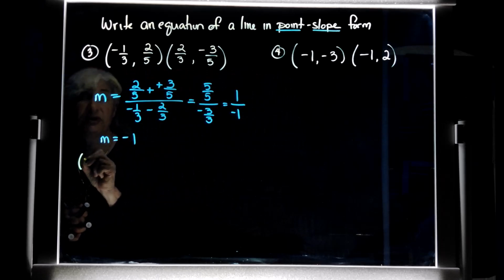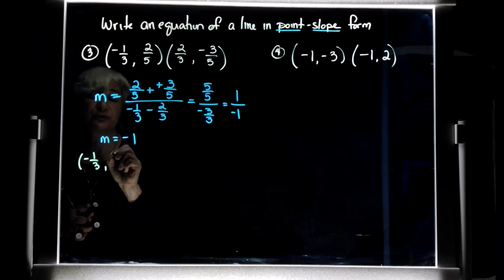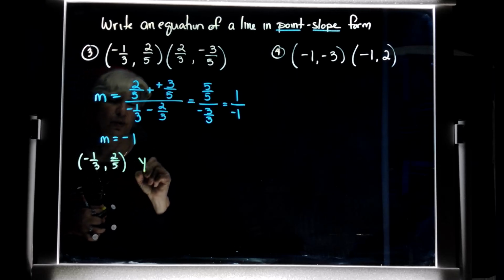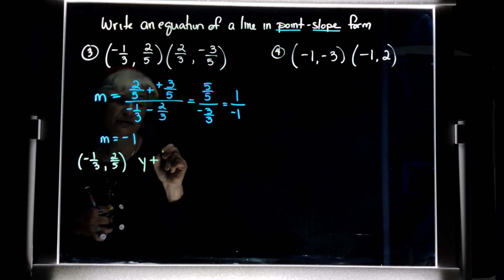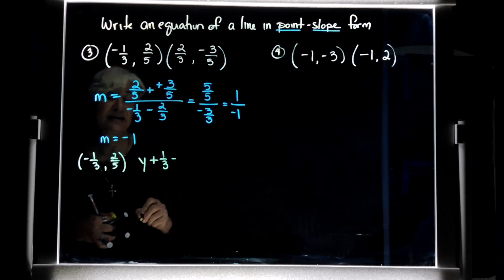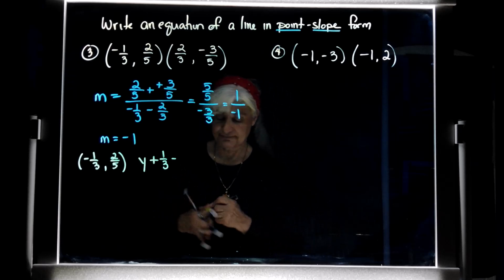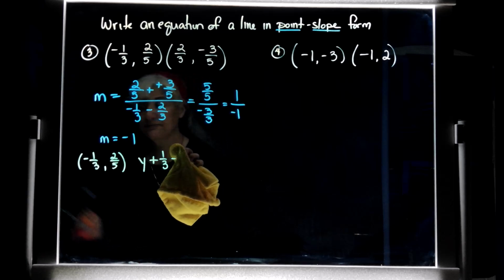Okay, tell me what your point slope looked like. So if we use the point, for those of you, I should say, who use the point negative 1/3 and 2/5, tell me what you wrote. Y minus, so you said that's going to be a plus because the minus 1, you know what, let me back it up.